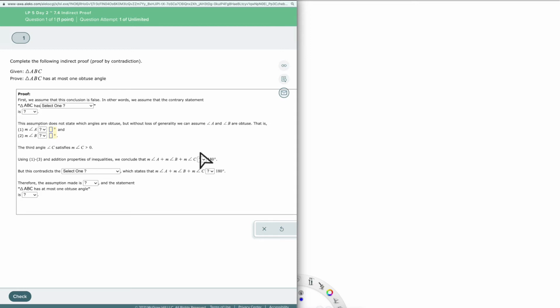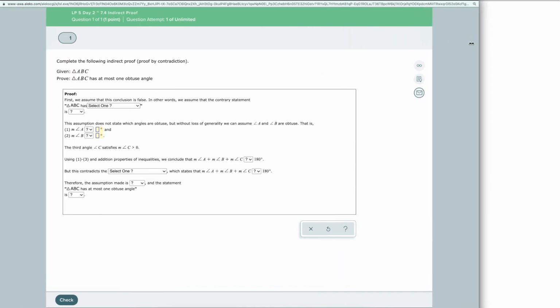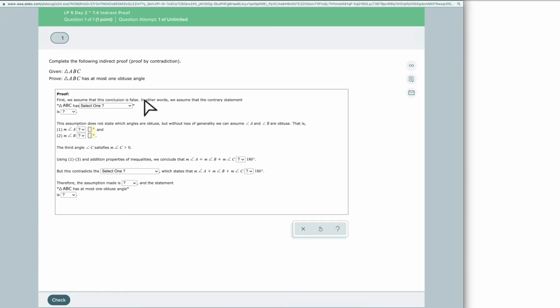Okay, so let's talk about indirect proofs. So indirect means that it's not direct. So we're going to prove the opposite or the contradiction to make our point here. So we're given, and they're not even showing us a picture here, so I'm going to make this a little bigger because we don't have a picture to look at. We could draw a picture off to the side if we wanted to, but we'll just talk through this one. So we're given the triangle ABC. And we want to prove that ABC has at most one obtuse angle.